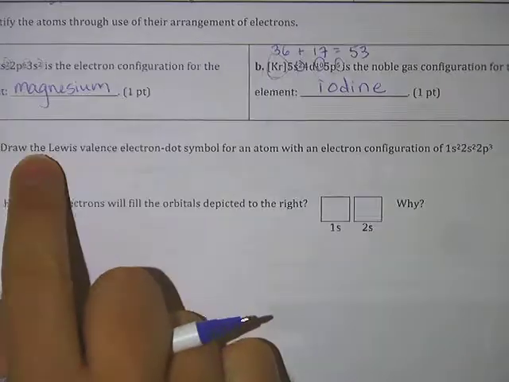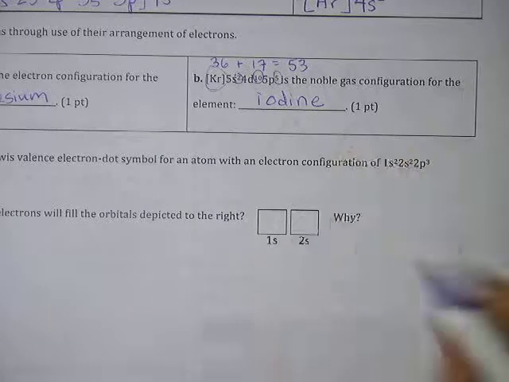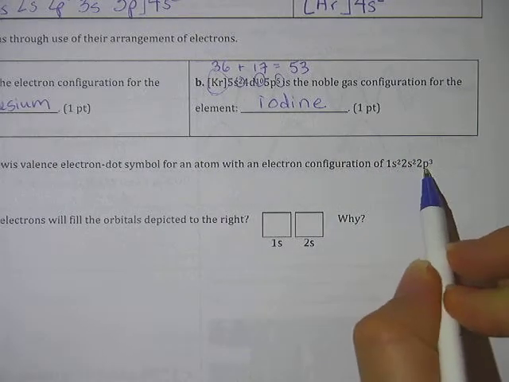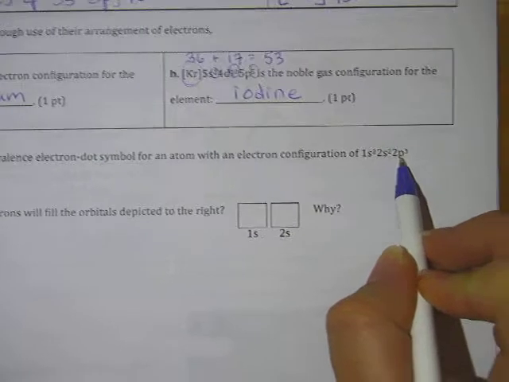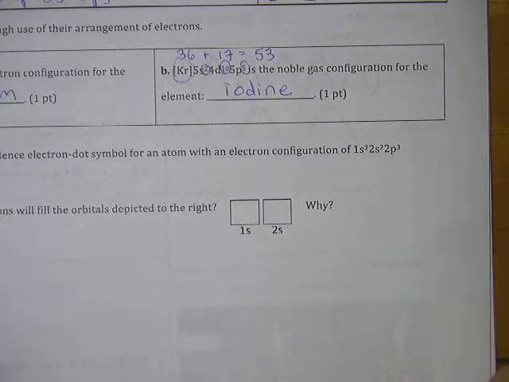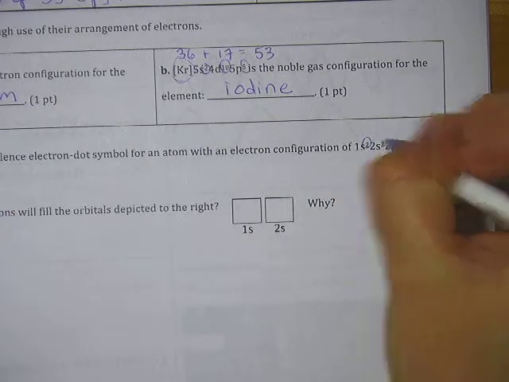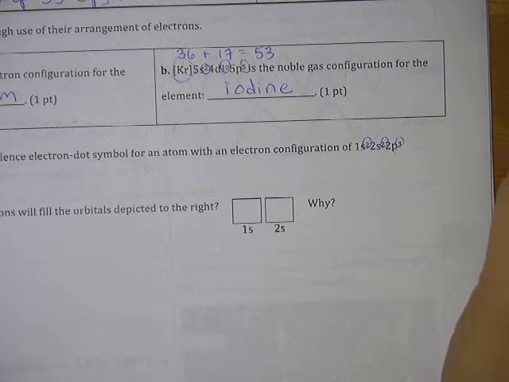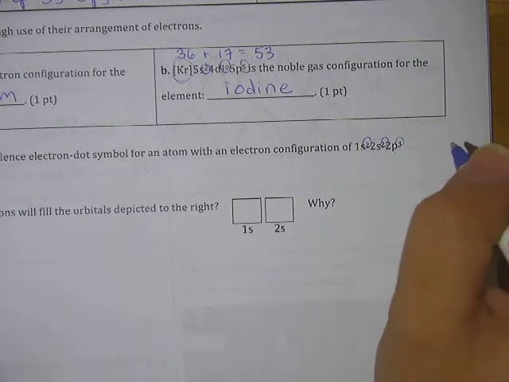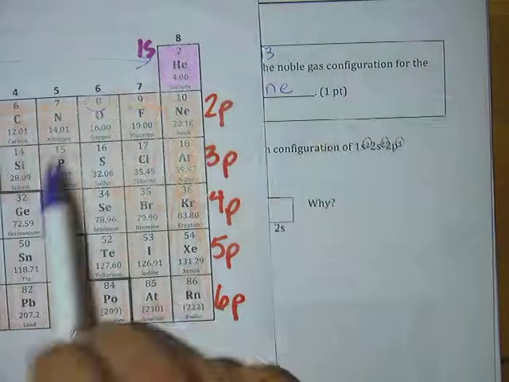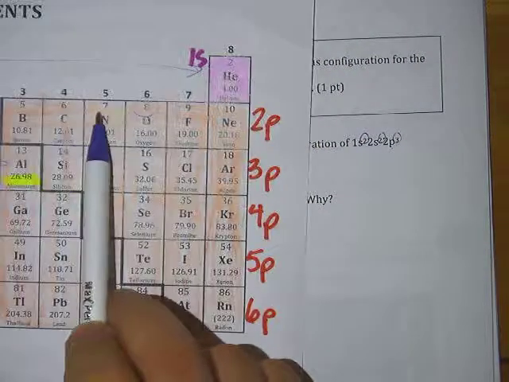Number 3 says, draw the Lewis valence electron dot symbol for an atom with an electron configuration of 1s2, 2s2, 2p3. You need to figure out which element this is. And again, there's several ways to do it. The fastest way is probably to add these up. 2 plus 2 is 4, plus 3 is 7. So your element that has 7 total electrons is nitrogen.